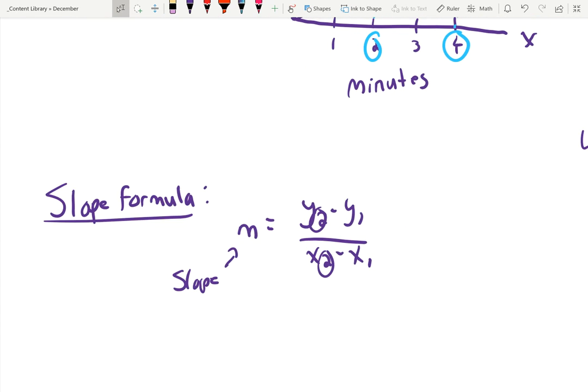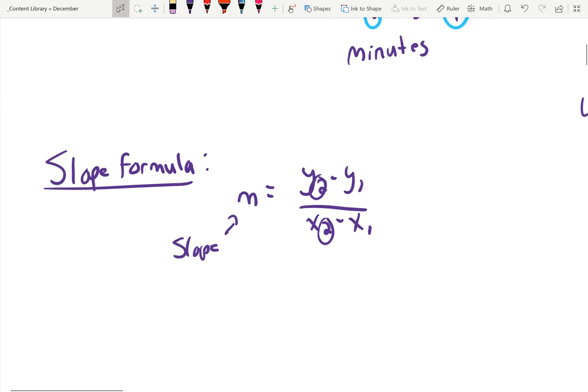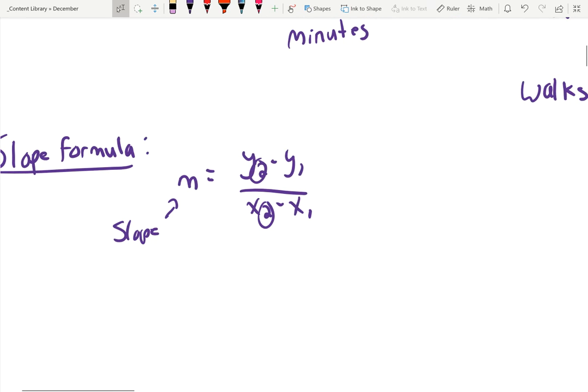That seemed like a little bit of a ramble. I apologize. All right, anyway, let's carry on. You'll see what I mean when we get further examples done. But anyway, that is your slope formula.